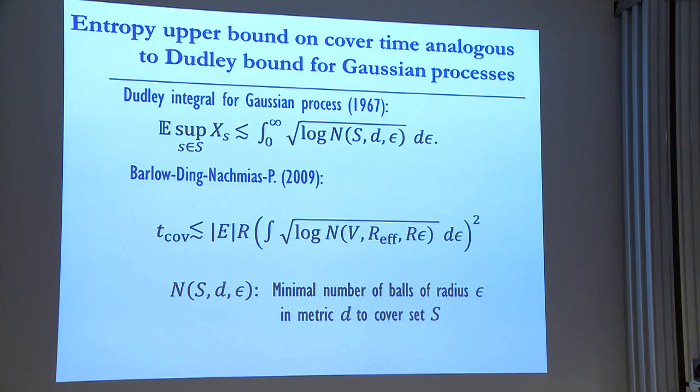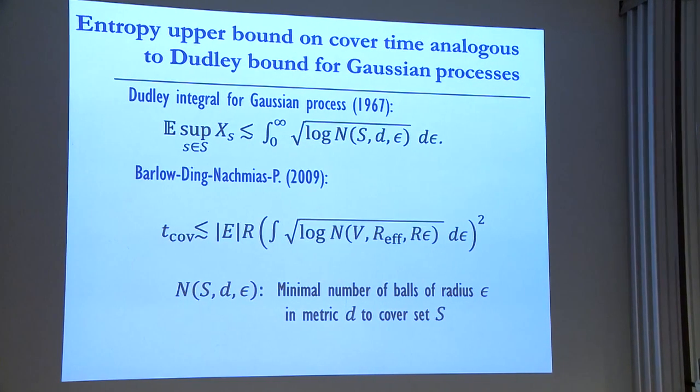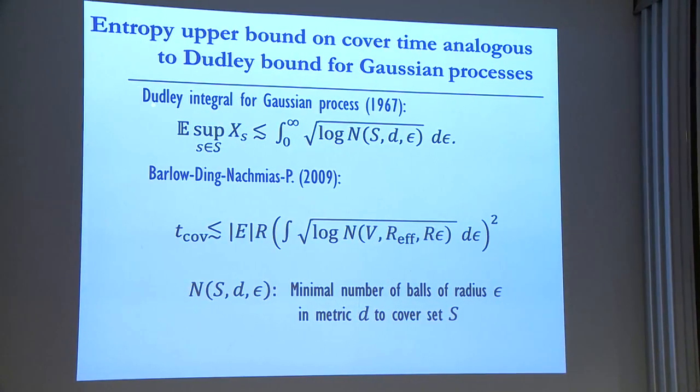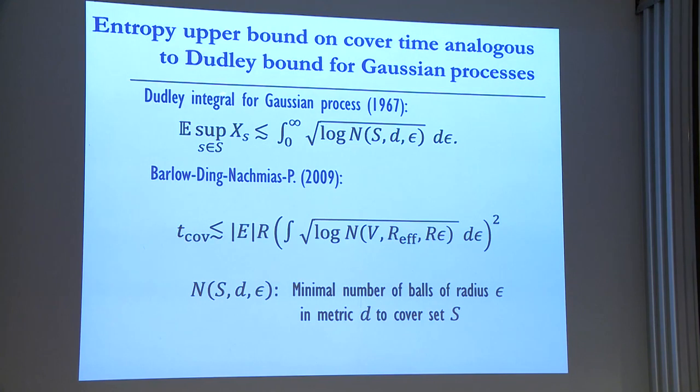So this is very similar to the Dudley integral for Gaussian processes going back to '67. There are some differences here: there's a square, and the metric is different, but it does look similar. So maybe this Dudley integral is a way to bound the sup of a Gaussian process. So what is going on here?